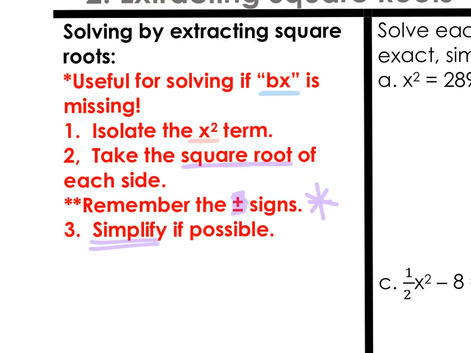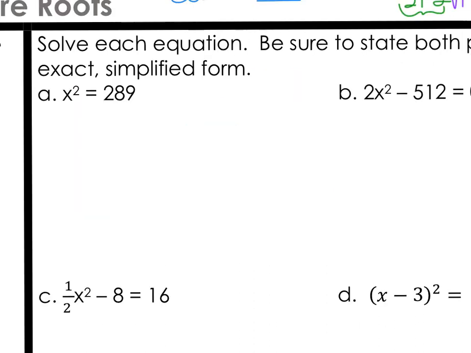That's a lot of information. Make sure you get these steps written out, and then we'll put them to the test over on the right. Here we go. It says solve each equation. Seems simple enough, but it also says be sure to state both possible solutions, that's the plus and minus rule, in exact simplified form. So that's where we'll use our perfect square factors. We're not going to use our calculators to get decimal approximations. So here's what this looks like.